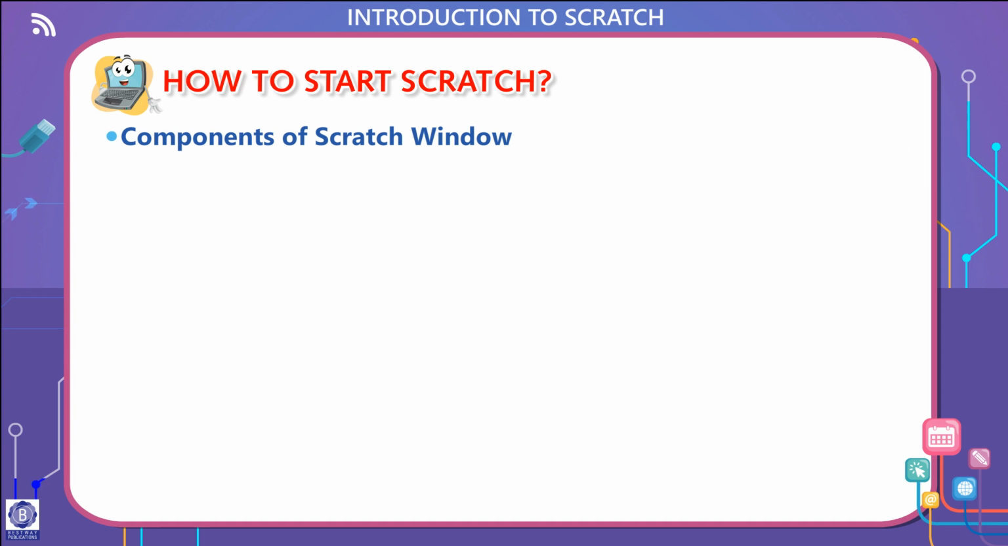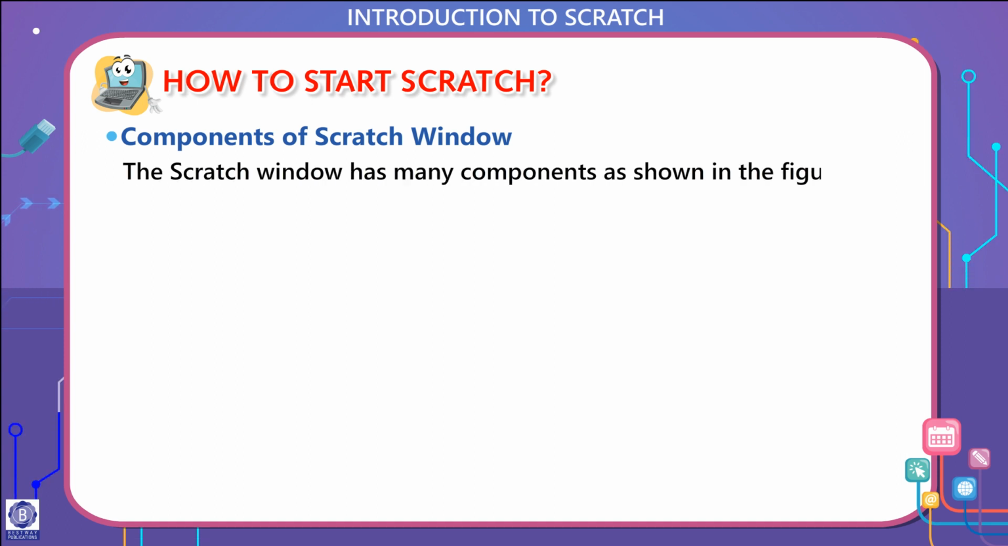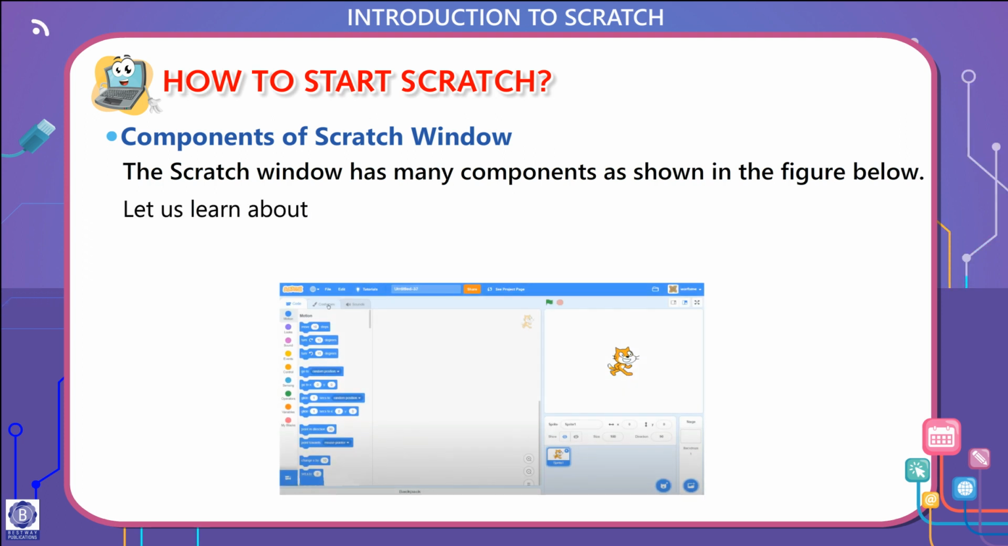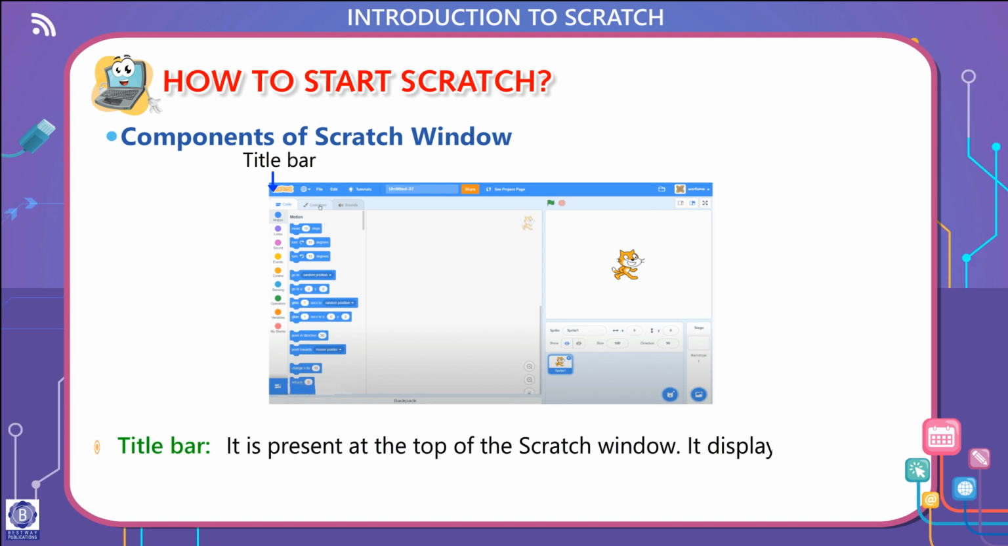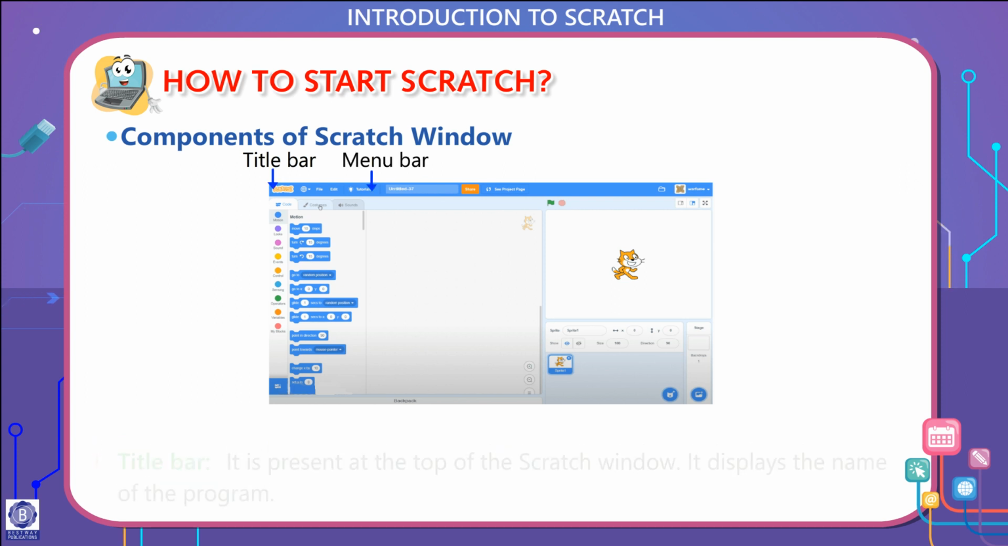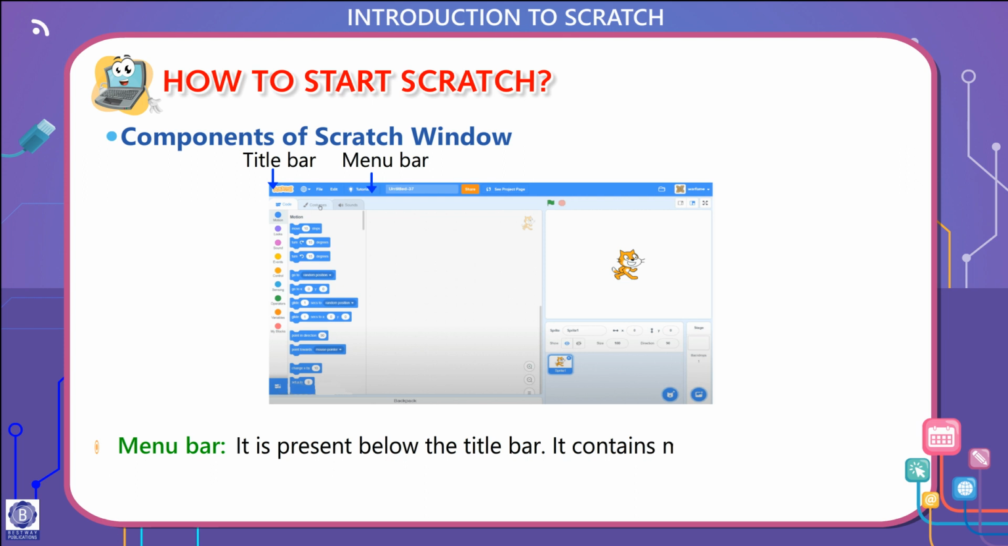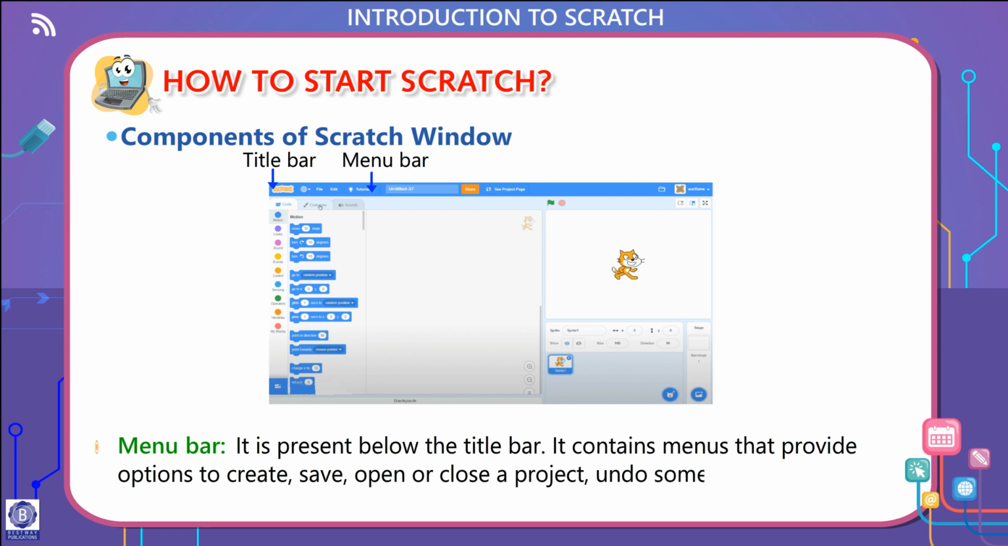Components of Scratch window. The Scratch window has many components as shown in the figure below. Let us learn about some of the important components of the Scratch window. Title bar. It is present at the top of the Scratch window. It displays the name of the program. Menu bar. It is present below the title bar. It contains menus that provide options to create, save, open or close a project, undo some previous action, get tips, etc.